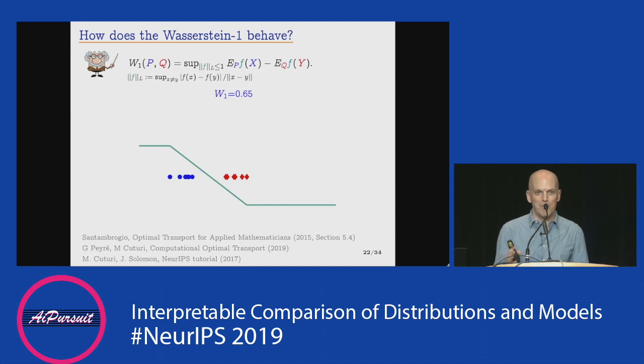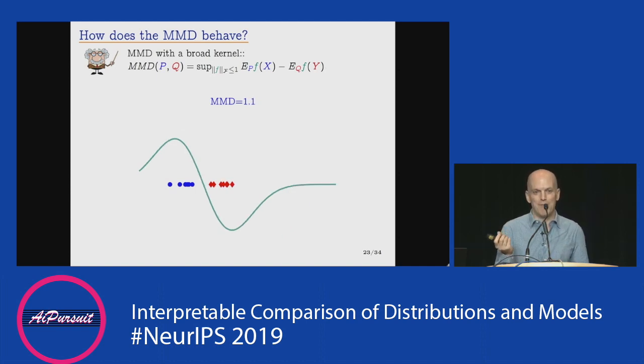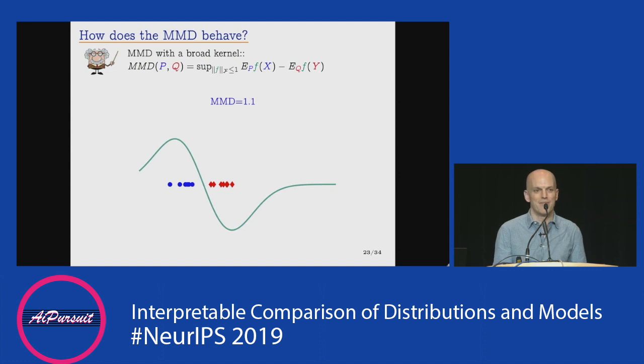As I move red towards blue, Wasserstein tends to drop. If I'm using that as a loss to train a generative model, probably it's a useful loss. What about MMD? So here is MMD, and here I'm using quite a broad kernel. Okay, so MMD with a broad kernel is also giving me helpful feedback. As I'm moving my red towards blue, then my MMD is indeed dropping. It goes from 1.8 to 1.1. So for this choice of kernel, it seems to be a helpful divergence measure. It's giving me feedback that's telling me that I'm getting closer.